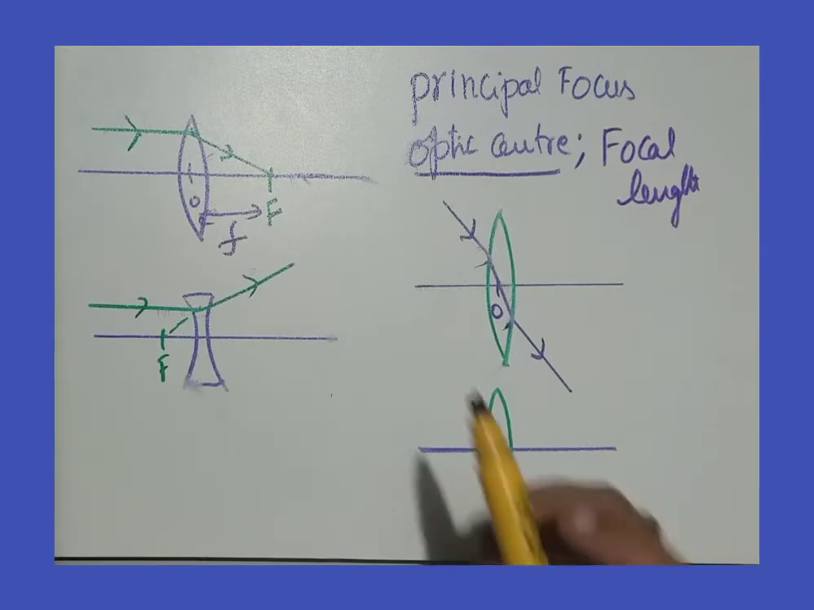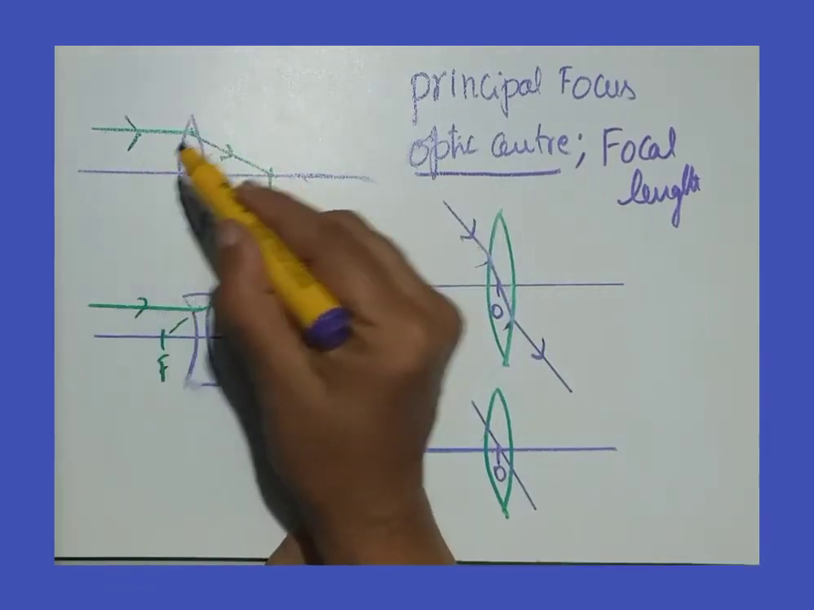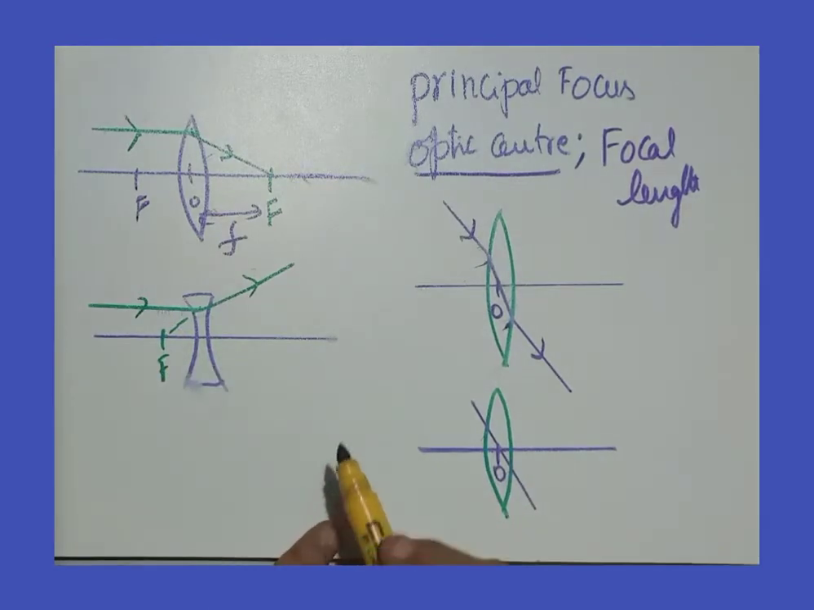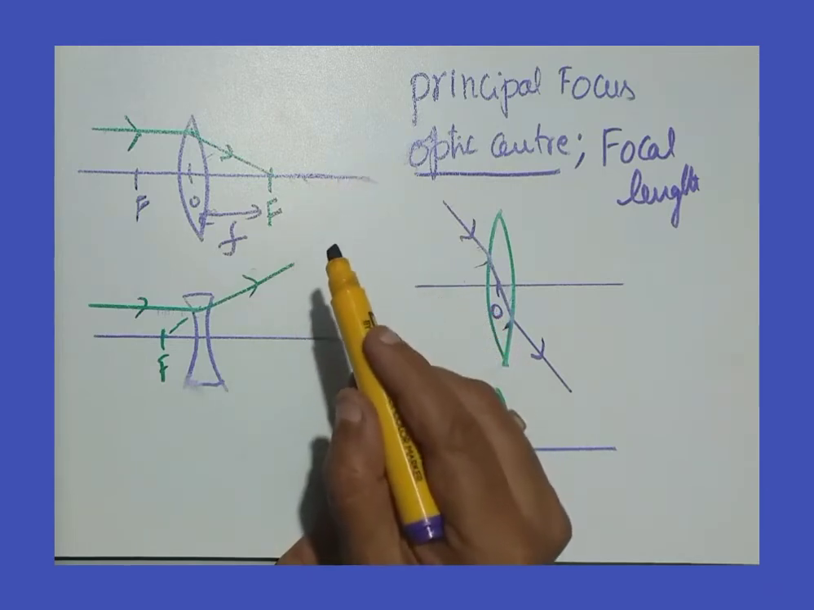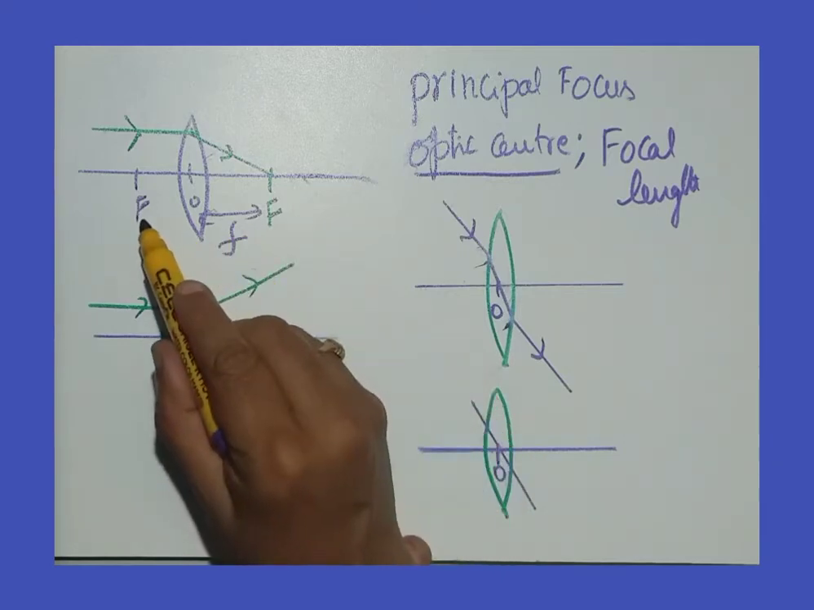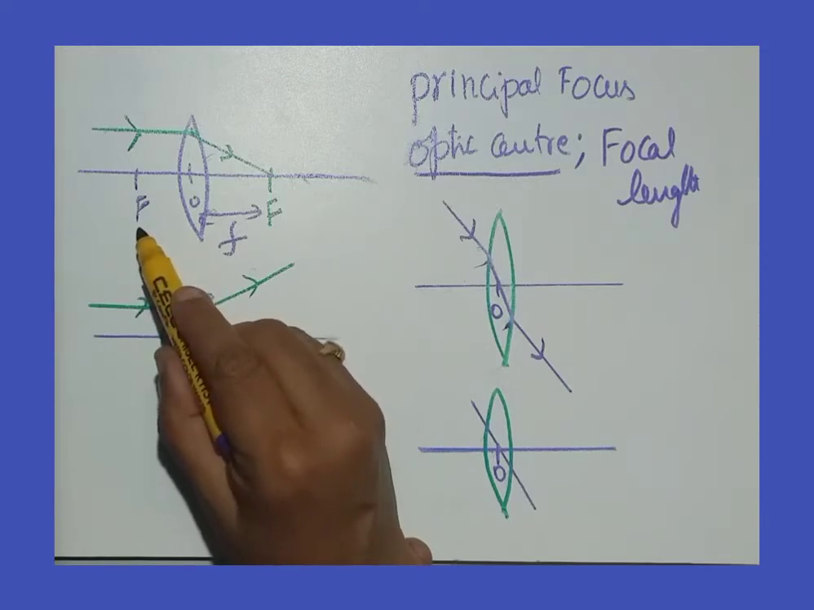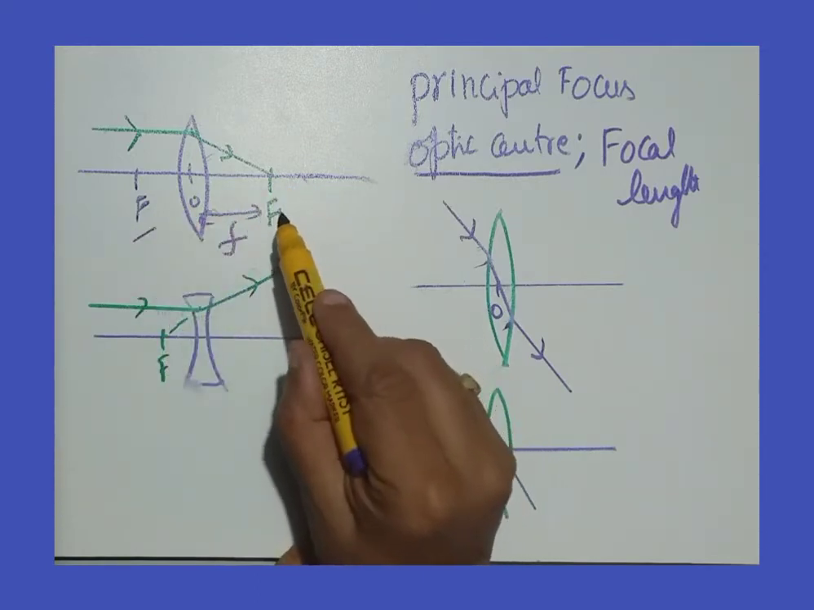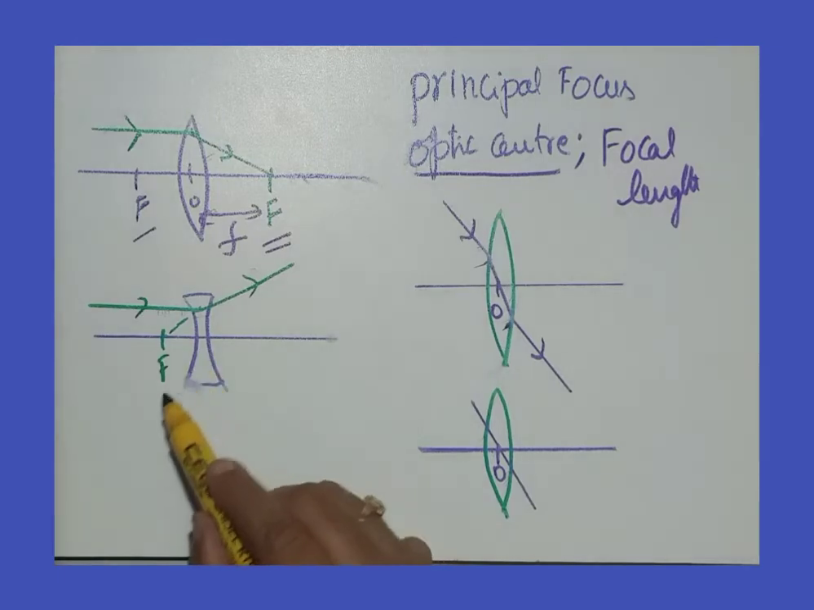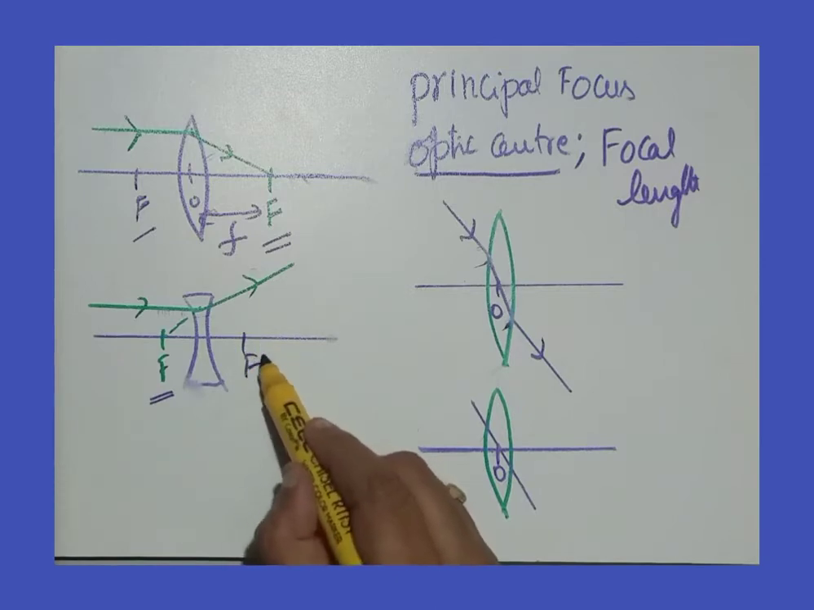The focus which is on the side of the incident beam, say in this case this one, or in this case this one, is called as first focal point, and the focus on the other side of the incident beam, that is on the other side of the lens, is called as second focal point. So the focus which is on the side of the incident beam, on the side of the source, is called as first focal point, this one, and on the other side of the lens is called as second focal point. In case of concave lens also, on the side it is first focal point, on the other side it is second focal point.